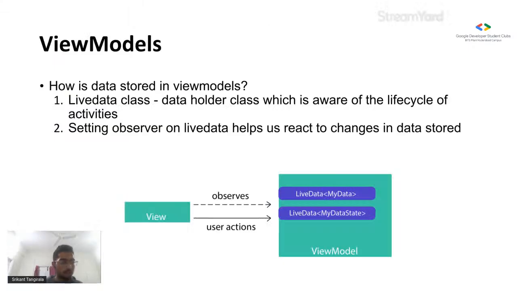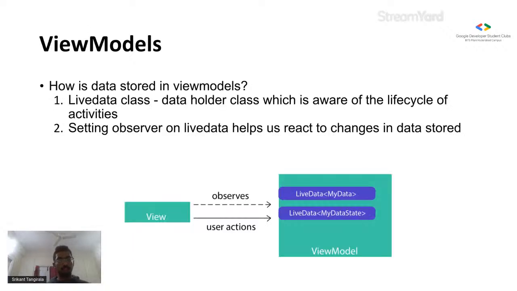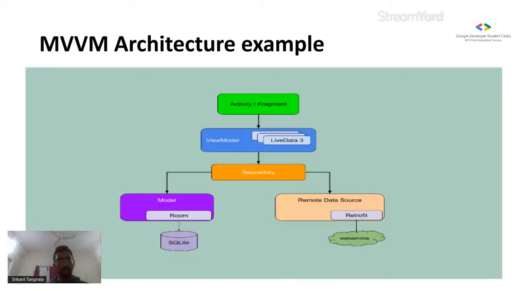So now we looked at how data can be influenced and transmitted back and forth between a data source and a UI using a view model. Now we'll come to something called coroutines.